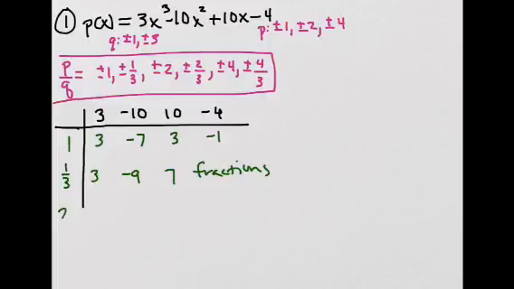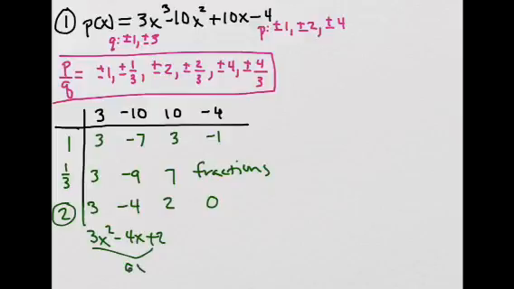Move on to the next number, 2. Bring down the 3. 3 times 2 is 6. 6 minus 10 is -4. 2 times -4 is -8. -8 plus 10 is 2. 2 times 2 is 4. 4 minus 4 is 0. So there it is. The quadratic that I have left is 3x squared minus 4x plus 2. I checked to see if it factors, and it doesn't work that way. So from here I'm going to use the quadratic formula.